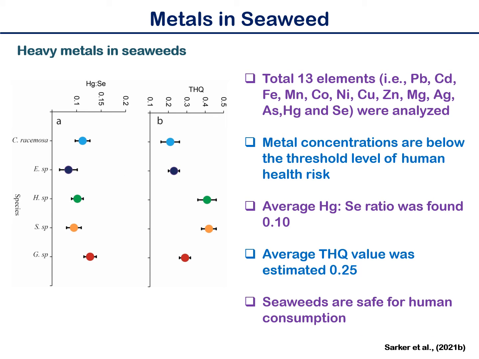We analyzed 13 metal elements in seaweeds, and we found that metal concentrations are below the threshold level of human health risk. We evaluated the mercury selenium ratio, and found it was 0.10, and we also analyzed the THQ value, and it was 0.25. So all this suggests that seaweeds are safe for human consumption in Bangladesh.